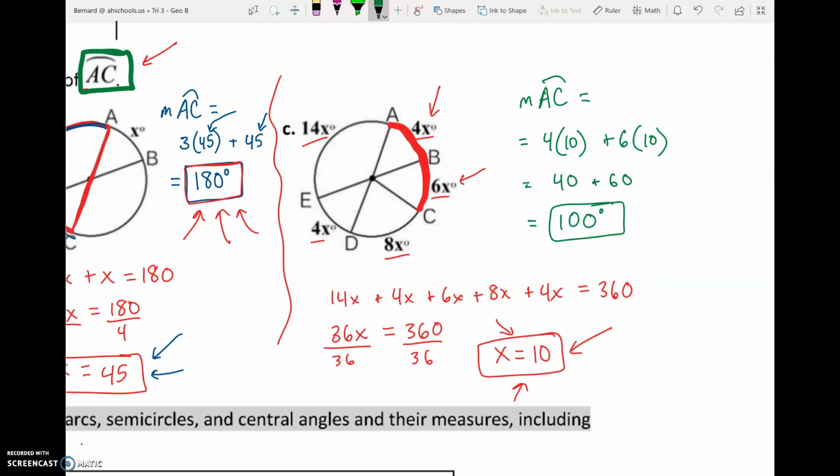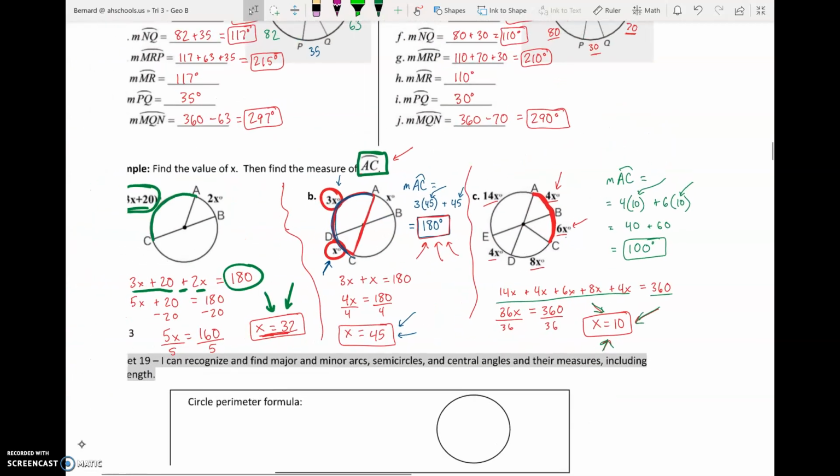And once again, we found that because we knew all chunks of the circle. We added them all together and set them equal to 360 because the whole circle is 360. Solve for x. And then plug it back in to the parts that AC makes up. And then add them again, right? All right, that's part 2.